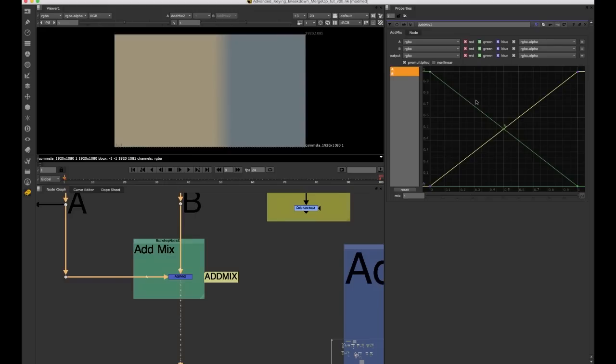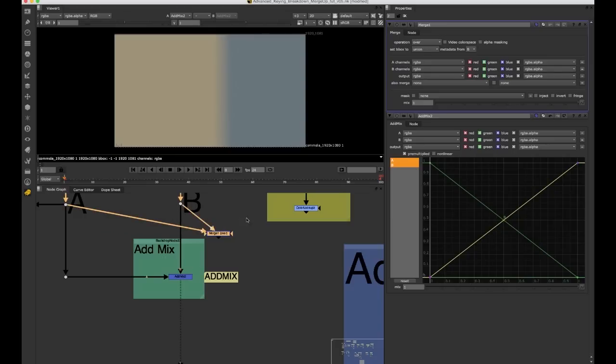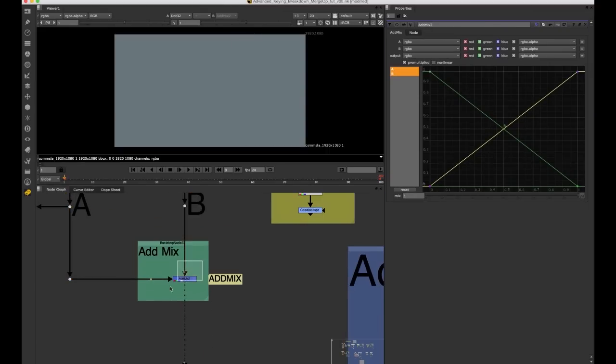I think every compositor should know about the Addmix and the ability to mix things differently, instead of just using the merge, because as we saw, by default, the merge is the same exact thing as the Addmix. So definitely get into it. I would recommend trying it out. It's really useful for things like smoke or transparency, like hair, or if you have a part of a dress that's transparent. You can make it either brighter or darker depending on what the background is, and it's really helpful. So definitely try it out.